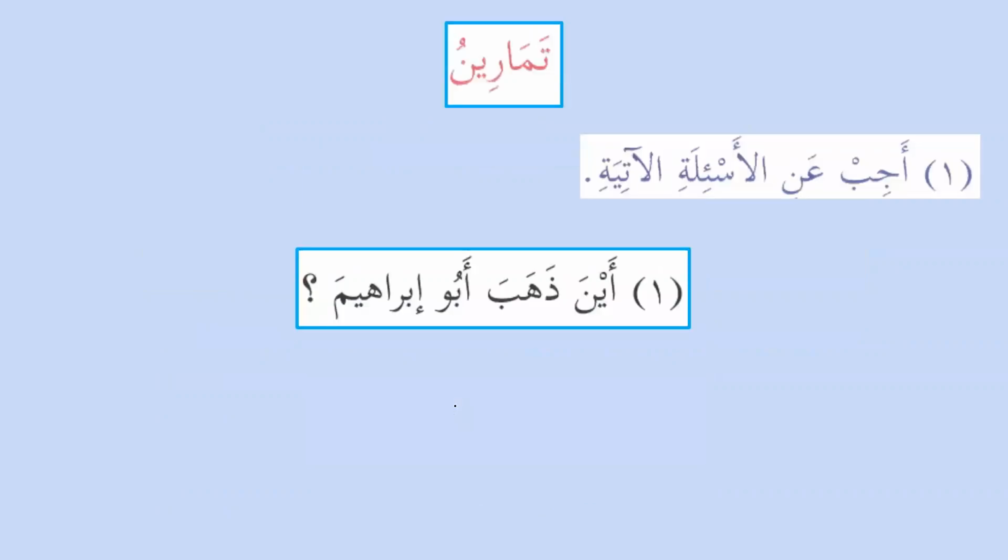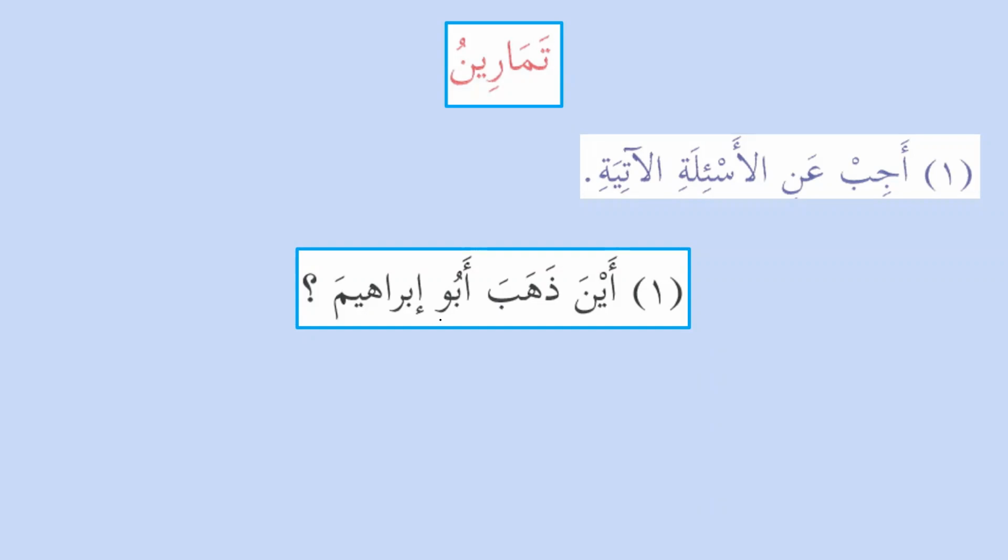All right, so alhamdulillah, we have learned the use of the verbs. Now I would like you to do the exercise, answer the questions. Tamarinu: ajib anil asilatil atiya, answer the following questions. أين ذهب أبو إبراهيم? Okay, where did Abu Ibrahim go?